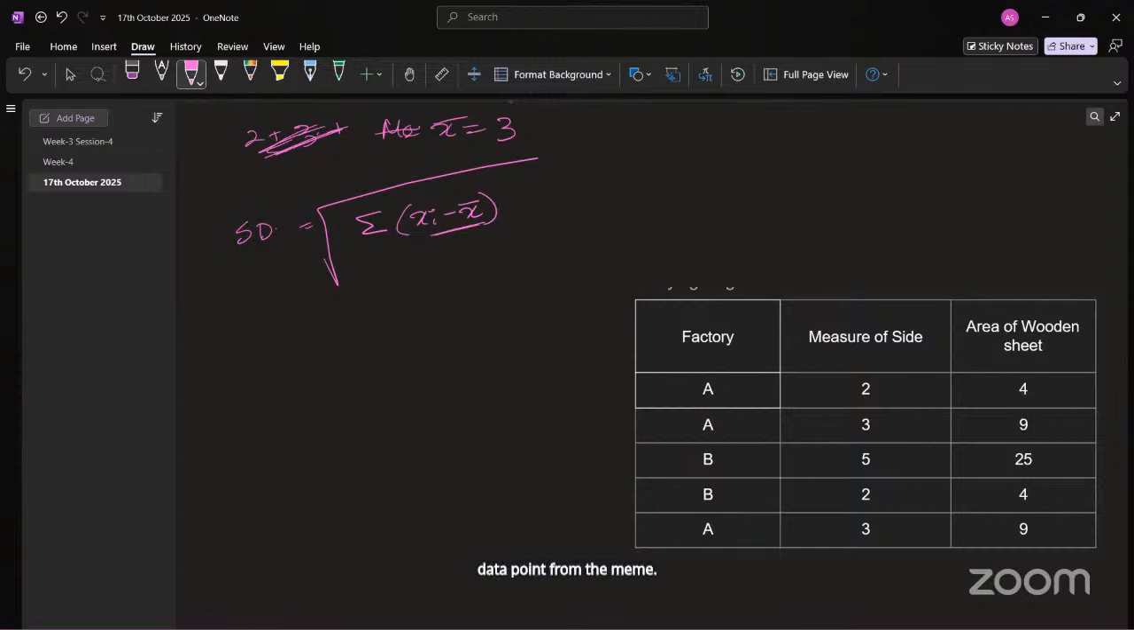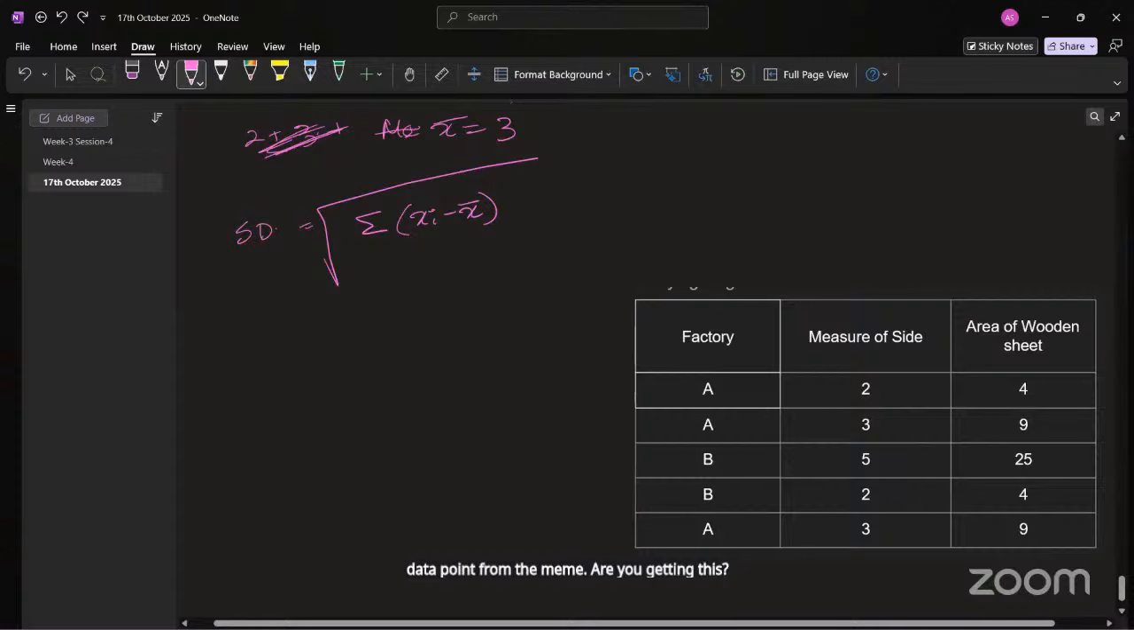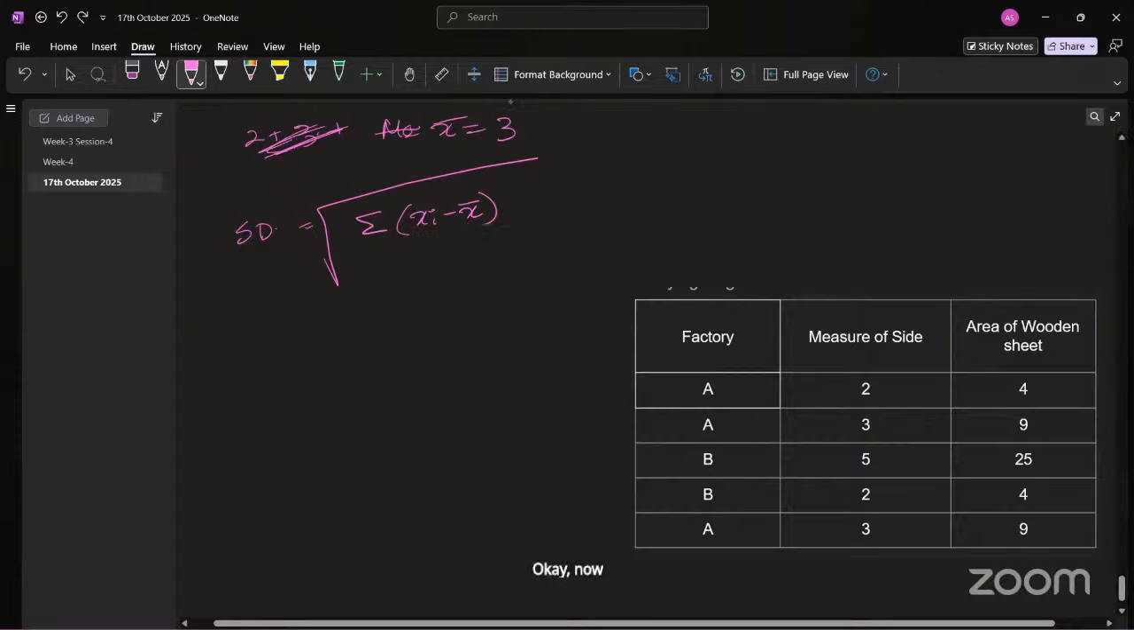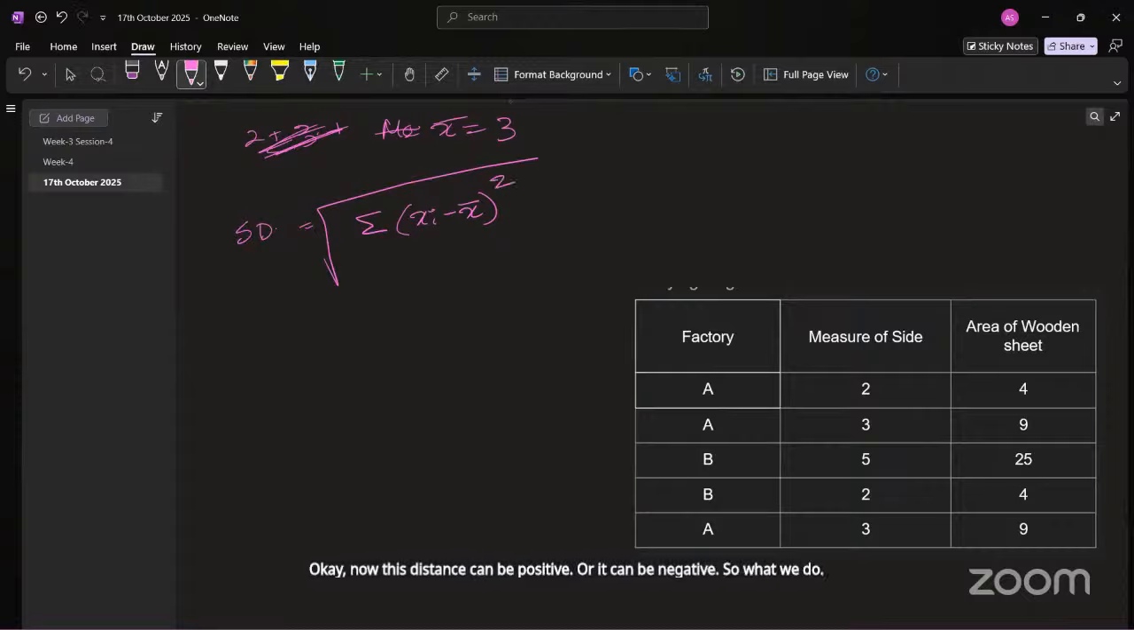Are you getting this? Xi minus x bar gives you the distance of the data point from the mean. Now this distance can be positive or it can be negative. So what we do, we square this distance so that it is always positive and it gets added up. And you divide it by, since it's population, we divide it by n. You got it or not?